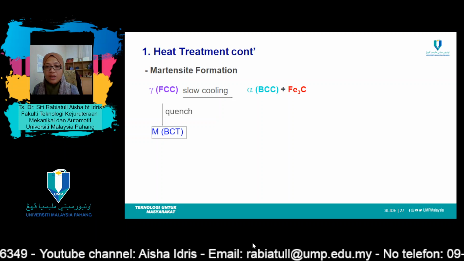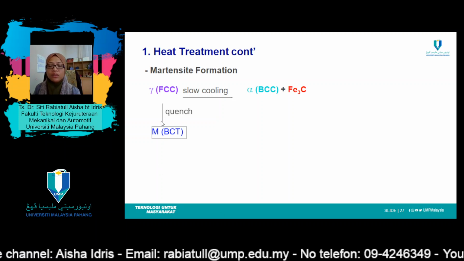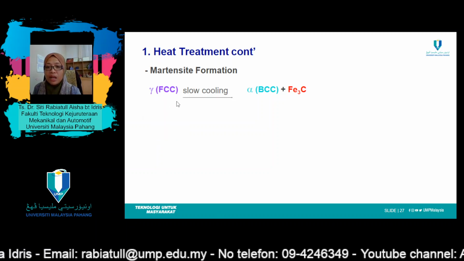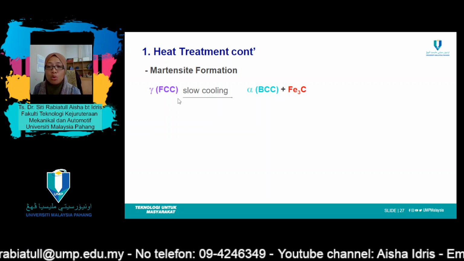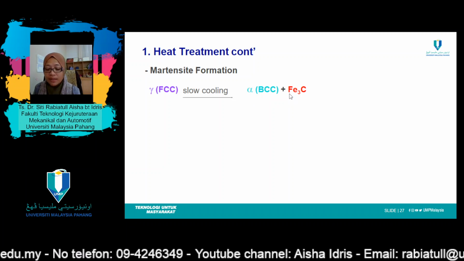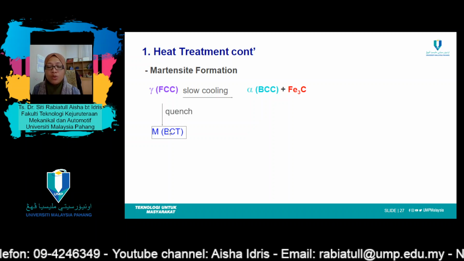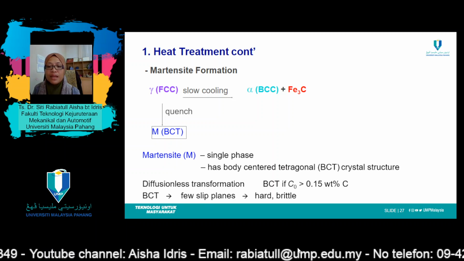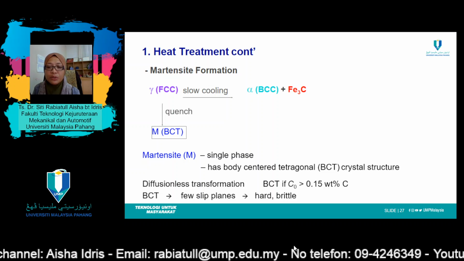So again, when we look at martensite, this is how it occurs from austenite. From austenite, if you expose it to slow cooling, then it will form ferrite and cementite. But if you quench it, or fast cooling, you will form martensite. BCT actually refers to body-centered tetragonal crystal structure.